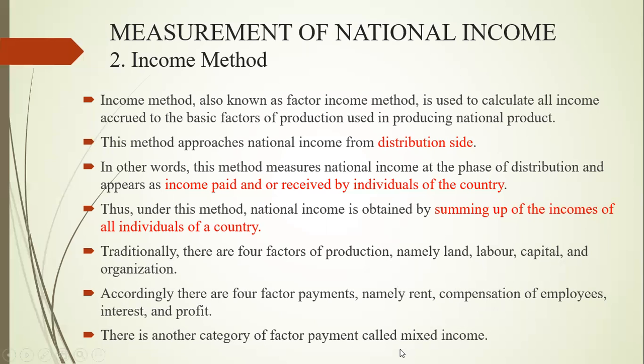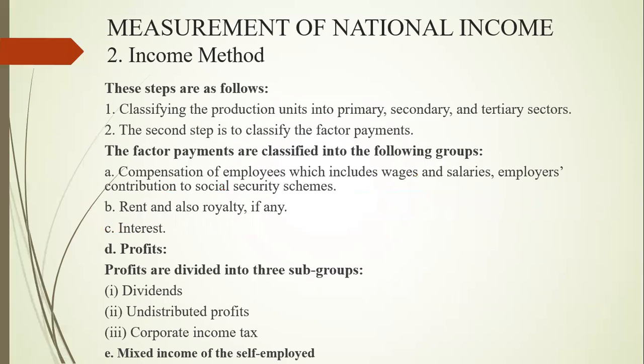So under this income method, first of all, we divide our production into different sectors: primary, secondary and tertiary sectors. In the second step, we will classify the factor payments. Classification of factor payments is possible in these 5 ways. First is compensation of employees, which includes wages and salaries of employees, and employers' contribution to social security schemes, which is also considered.